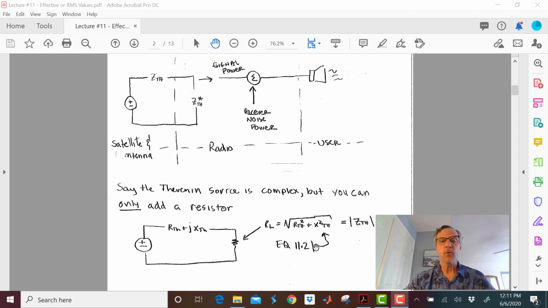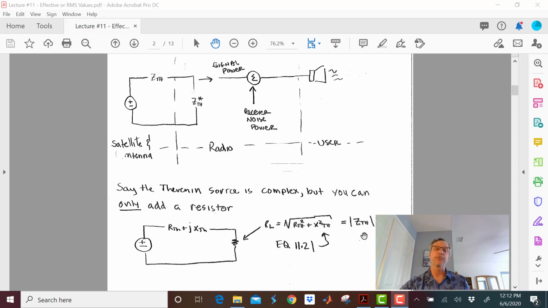So here is an equation that's given in your book, and they have a really nice little derivation. It's a good example of how you would say, okay, what's the best resistive load I can put on this thing? And so it turns out that the best resistive load, the one that will give you the maximum power, is going to be the magnitude of Z Thevenin, or in other words, the square root of R squared plus X Thevenin squared. That's the best you can do with just a resistor.